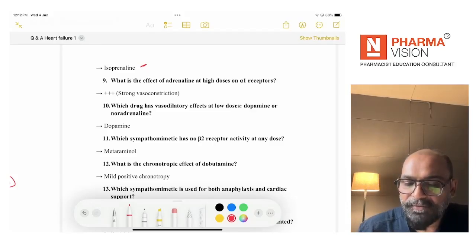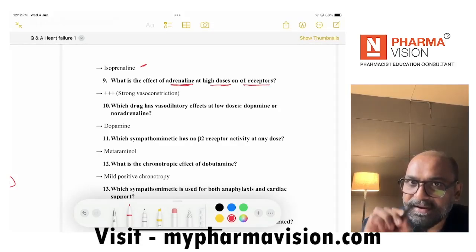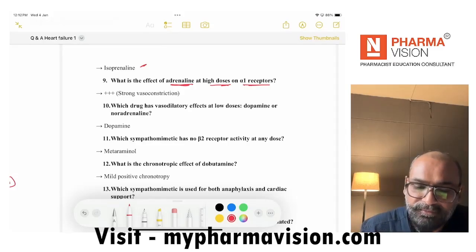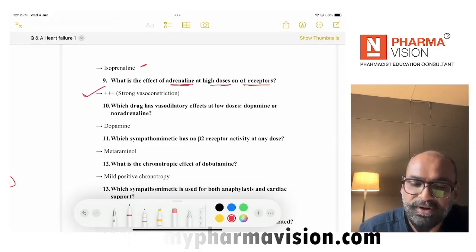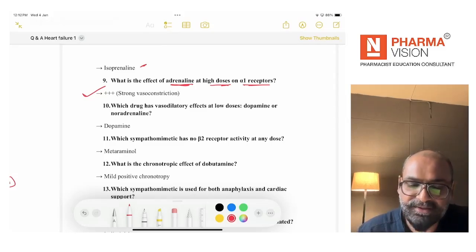Okay, what is the effect of adrenaline? Adrenaline at high dose acts on the alpha 1 receptor. Adrenaline at high dose gives strong vasoconstriction. Adrenaline at low dose mainly has an effect on the beta 1 receptor.